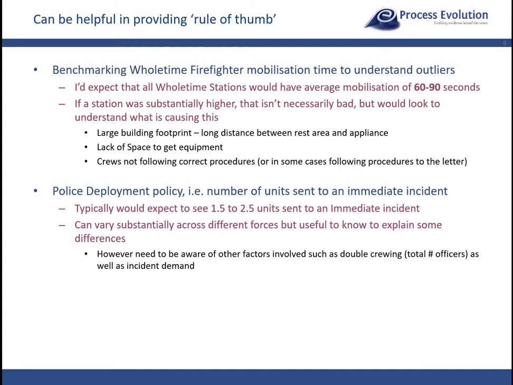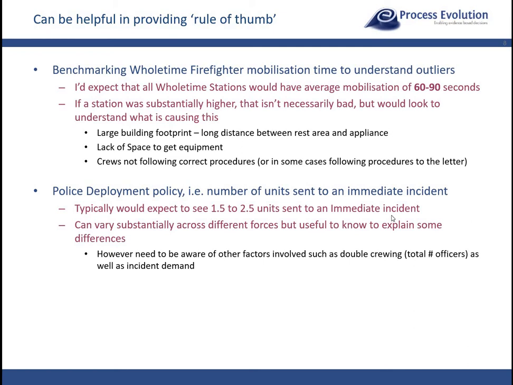We see similar cases when considering police deployment policy. Here, we're looking at how many units, known as response vehicles, are being sent to an immediate incident. Typically, I'd expect this figure to range between 1.5 and 2.5 units, but every force it will be subtly different. For example, if the policy was to double crew all vehicles, then we might send fewer vehicles. This might be the case in the Met, for example. If a force found themselves in the enviable position that they were awash with resource, we might see more units deployed. It very much depends on circumstances. But it's useful to understand just how you, as an organisation, stack up.